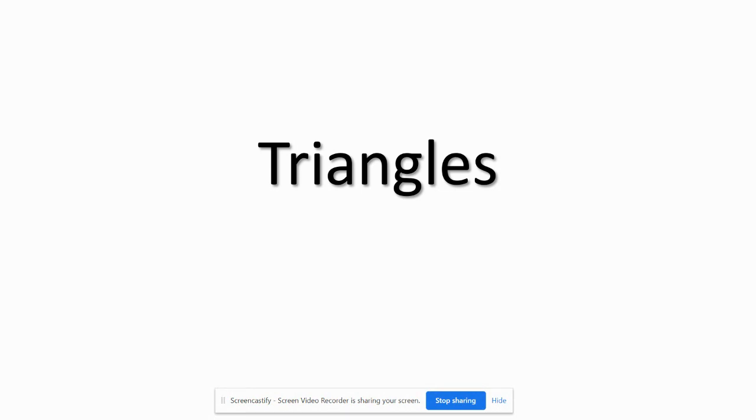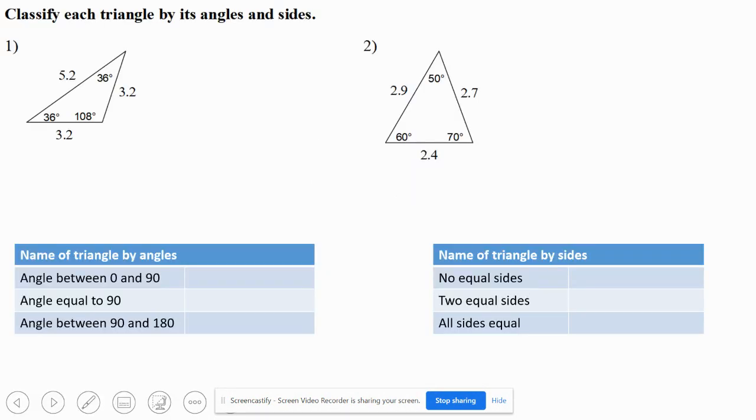To begin with, we're going to learn the names of them. We're going to classify them by angles and sides. So let me talk about the names of the angles. If an angle is between 0 and 90, so it's more than 0 but less than 90, that angle is going to be called acute. If an angle is equal to 90, we call those right angles. Now, if an angle is between 90 and 180, so it's more than 90 but less than 180, we're going to call those angles obtuse.